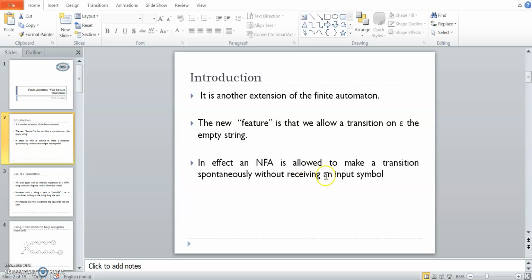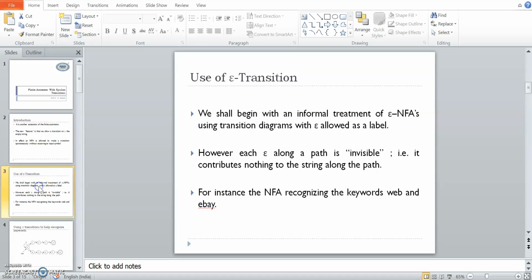Here underline the words without receiving an input symbol. Earlier we were not considering epsilon as part of the alphabet set. Now in NFA with epsilon, we are considering one of the inputs as an empty string. Without consuming any input, we are moving from one state to another state. Then next one, why to use the epsilon transition.